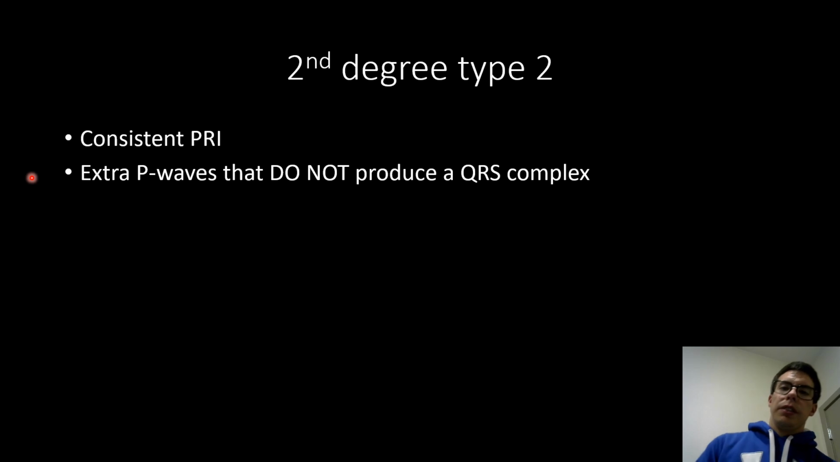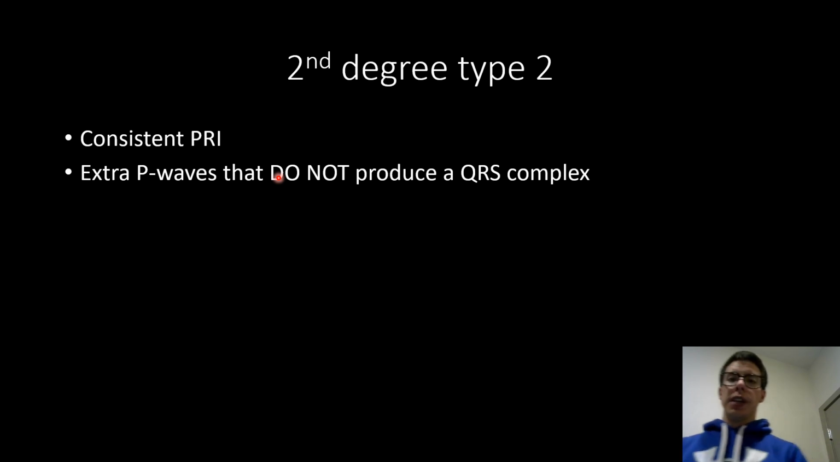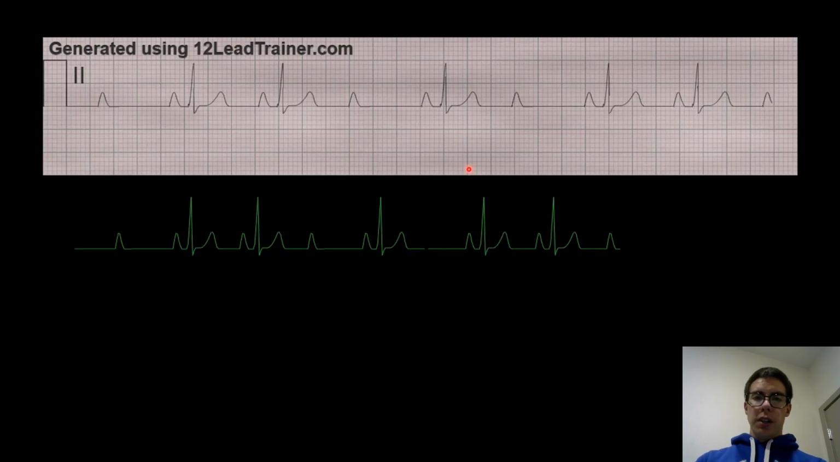So second degree type 2 AV blocks, there will be a consistent PRI. The only thing that you'll note is that there's P waves that do not produce a QRS complex. So it's not the same as a type 1 where the PR intervals are slowly getting longer. It's just consistent, but then there's just random P waves in there that don't have a QRS with them. And that's all there is to second degree type 2.